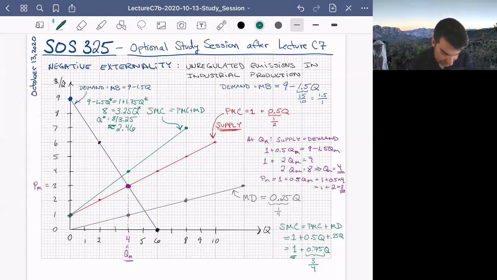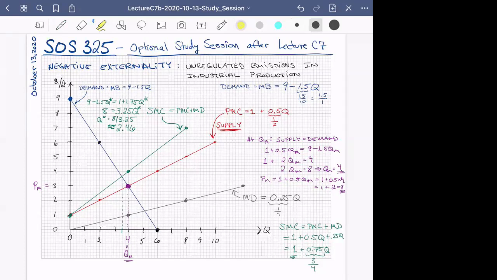Looking at this graph here, it makes me think that I might have done something wrong, because the socially efficient equilibrium should hit right here. I was expecting a number in the 3 range. So let's look back and see what I might have done wrong. Yeah, go ahead. Your SMC equation is 1 plus 0.75q, but you used 1 plus 1.75q star. I think that might be why.